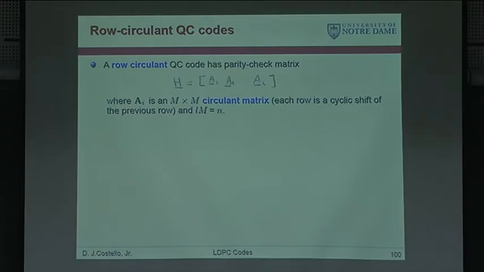The so-called row circulant quasi-cyclic code has a parity check matrix like this, where the columns are divided into L groups, and each group is an M by M circulant matrix. So a circulant matrix is just a matrix where each row of the matrix is a cyclic shift of the previous row. So if, for example, a circulant matrix was a generator matrix of a linear block code, it would be a cyclic code. If you have a generator matrix which is a set of circulant matrices, you're going to have a quasi-cyclic code.